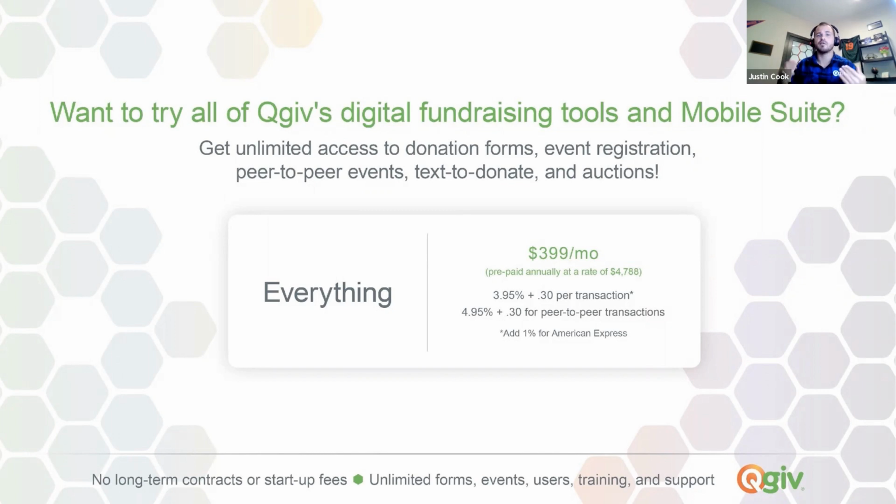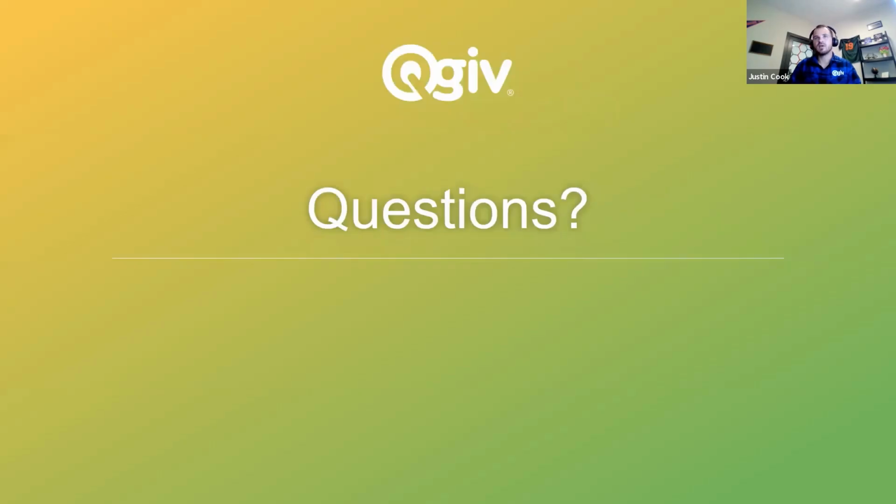But if you're looking for a very robust platform to help you raise more money year round, then the everything package is for you. So our everything package includes unlimited access to our donation forms, our event registration, peer-to-peer events, the text to donate platform that we saw today, and our auctions. It is $3.99 a month, which is prepaid annually at $4,788. But it is a great way for your organization to take that next step in your fundraising tools. So I highly recommend that, and you'll gain access to all of our great tools that we have here at Qgiv. So now we're at the point to talk about any questions that you have.